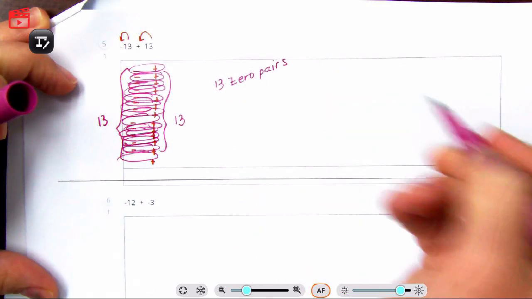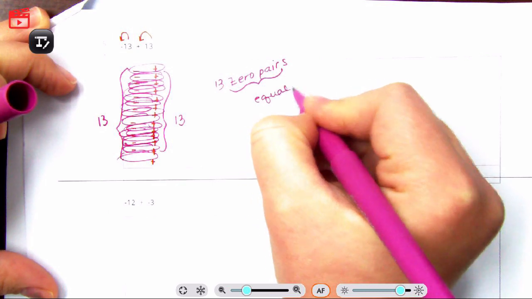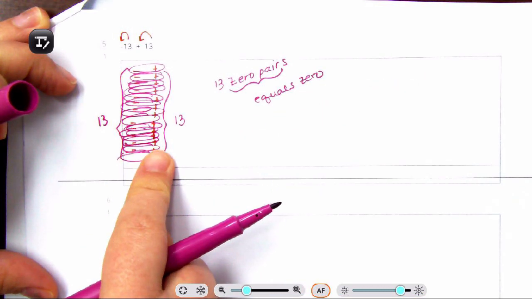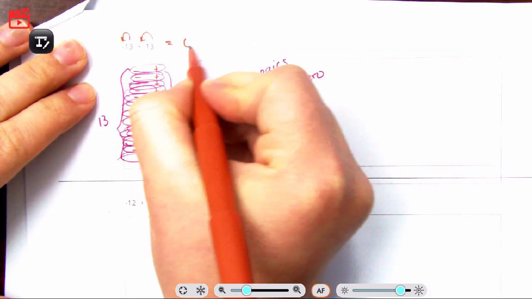So since I have 13 zero pairs, a zero pair equals 0. For 1 negative, 1 positive gives you 0. So therefore, my answer is 0. All of these cross out to give me 0.